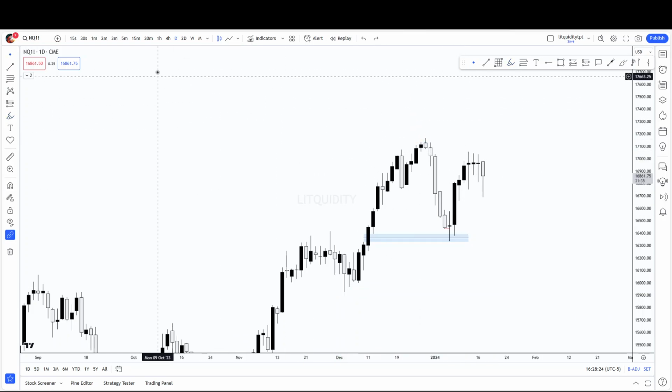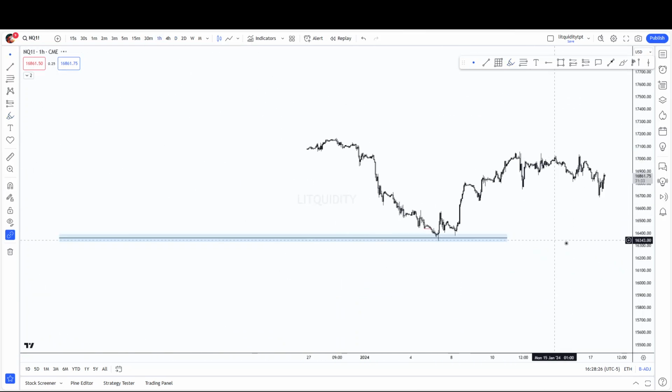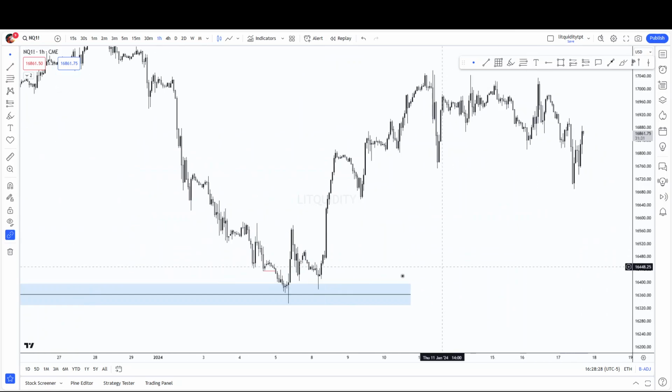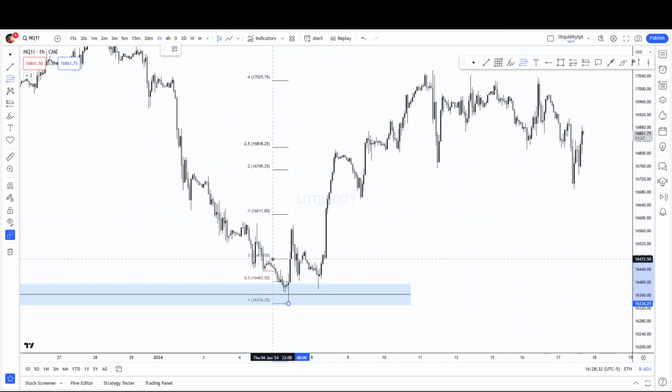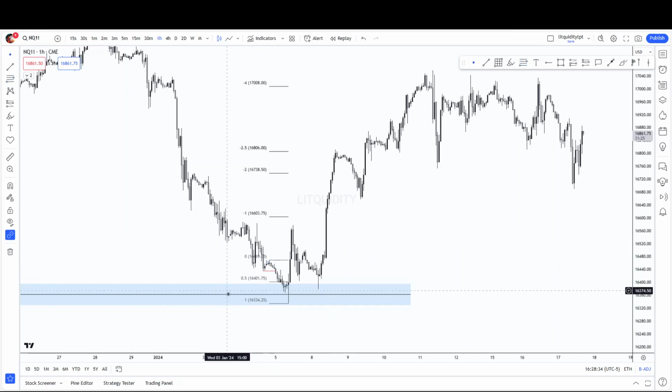that's the range. So now what you do is you go to the hourly and you see where the market is going to break hourly structure. So here you have the low, and then here you have the high. And as you can see, the Fibonacci settings are 0, 0.5, 1, -1, -2, -2.5, and -4. And the numbers are right here.